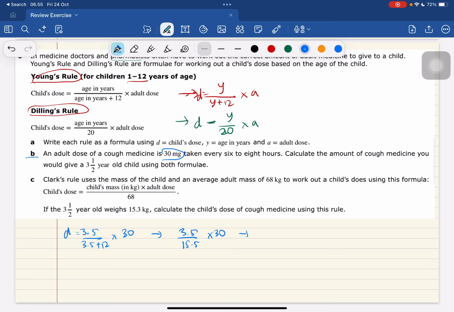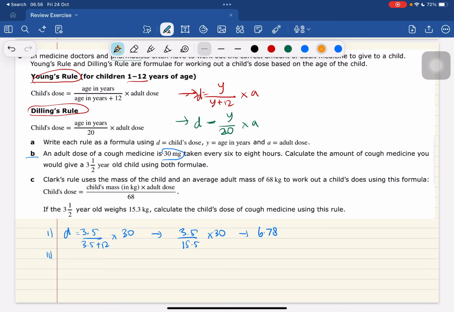We can calculate it using both formulas. Okay, this is the first formula, and the other is using Dilling's rule, the second formula. Let's finish the first one first. So we got 3.5 divided by 15.5, and then we multiply it by 30. So if we round it to two decimal places, it is 6.78.